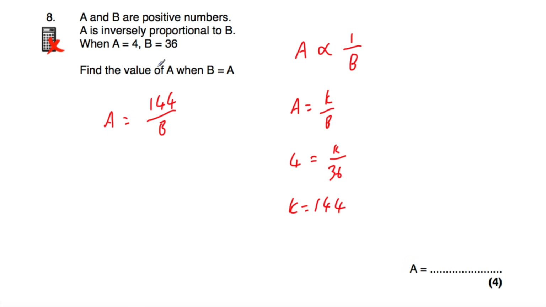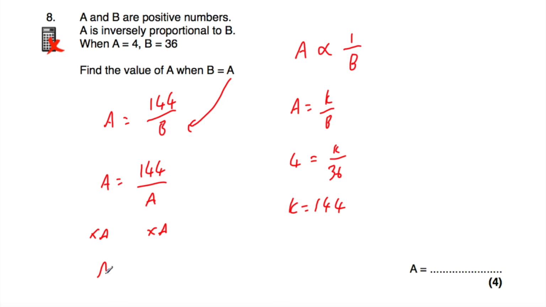Now the question says find the value of a whenever b is equal to a. So b is equal to a, so let's substitute that in. So we've got that a is equal to 144 over a, just replacing b by a. Now let's solve this equation and find out what a is. So we're going to multiply both sides of the equation by a. So we're going to multiply the left hand side by a and the right hand side by a to get rid of this divide by a.